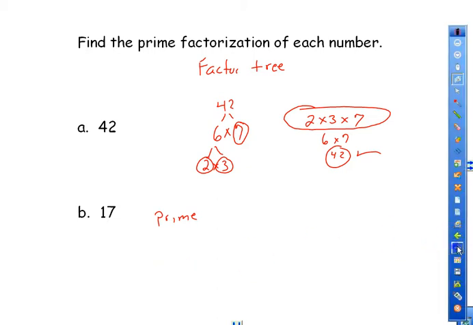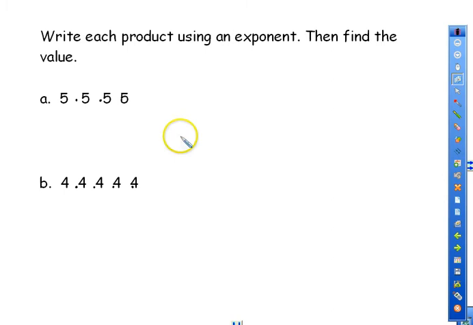Okay, let's look at the next one. This is where in your notes you can always write this down, make sure you have the directions, write each product using an exponent. So we're going to write it as an exponent, then find the value. So go ahead and hit pause and solve these two problems.